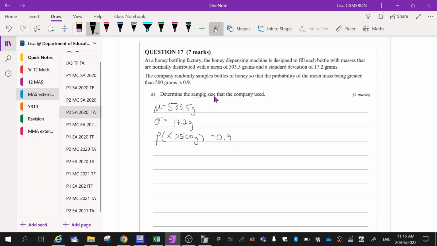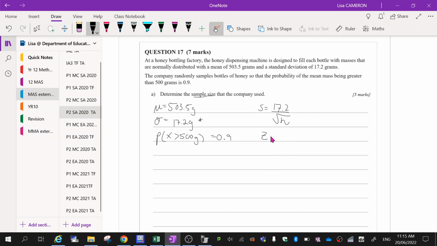Determine the sample size. Now, this is an important question because this is a very common trick that I've seen in the QCAA exams, where you'll need to first determine the z-score. Then you'll need to identify that this is the population standard deviation, meaning that we're going to have to find our sample standard deviation by doing 17.2 divided by the square root of how many people are in the sample. Now, we don't know that part, which means that we'll have to use another piece of information to solve for it.